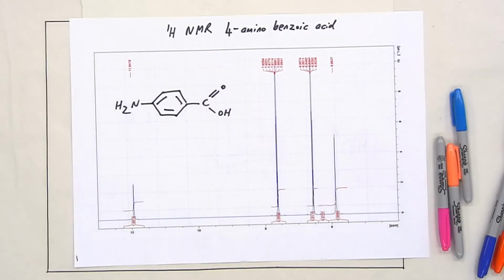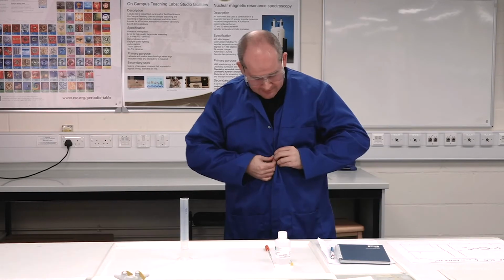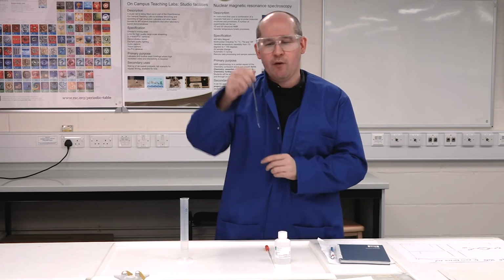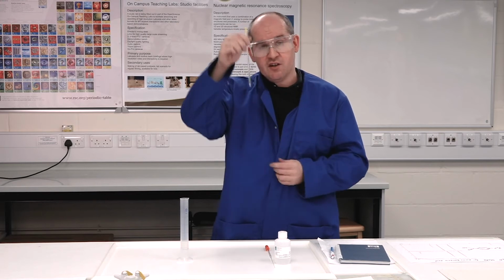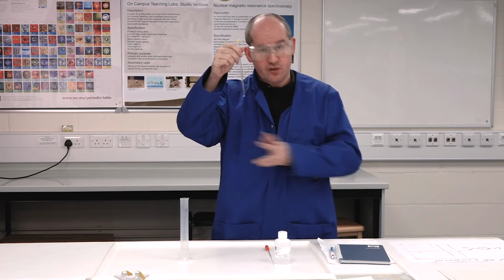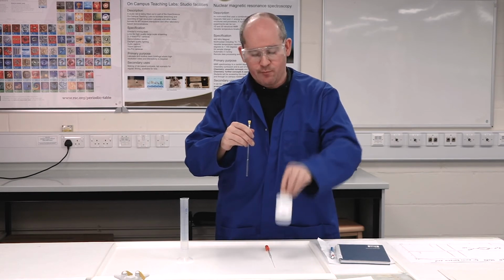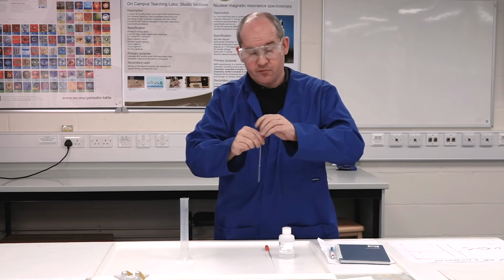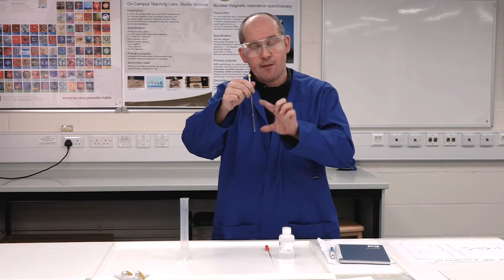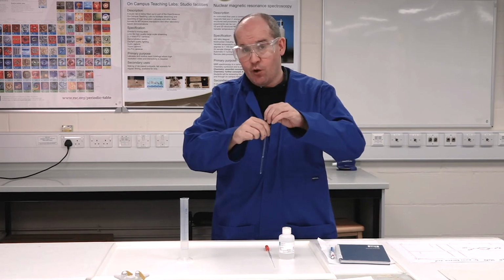So I'm going to have to put a lab coat on, and some glasses. It's probably overkill. So I have an NMR tube here of the 4-amino benzoic acid, dissolved in DMSO, which is the deuterated solvent we use to run these spectra. And all I'm going to do is add a small amount of D2O to that sample. We've got some D2O in this bottle here. We've normally just run this sample originally, obtained the spectrum, and then add some D2O and see the effect.